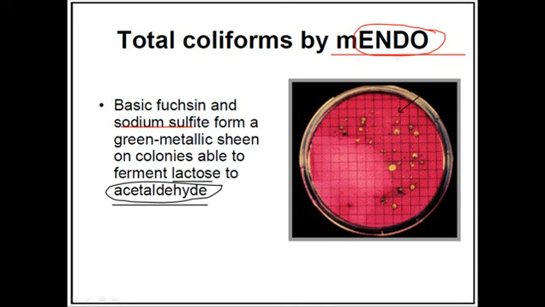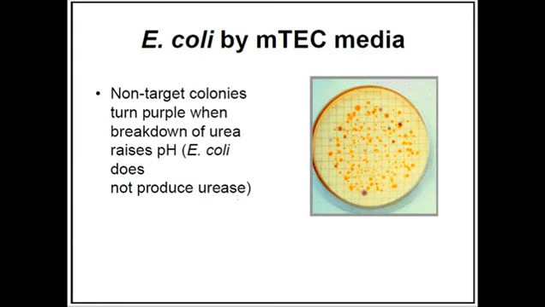So after having the green metallic sheen coloration in the Endo agar, we can say that the water sample contains some coliforms. It may be total coliform, it may be fecal coliform, but we can say it contains some coliforms.